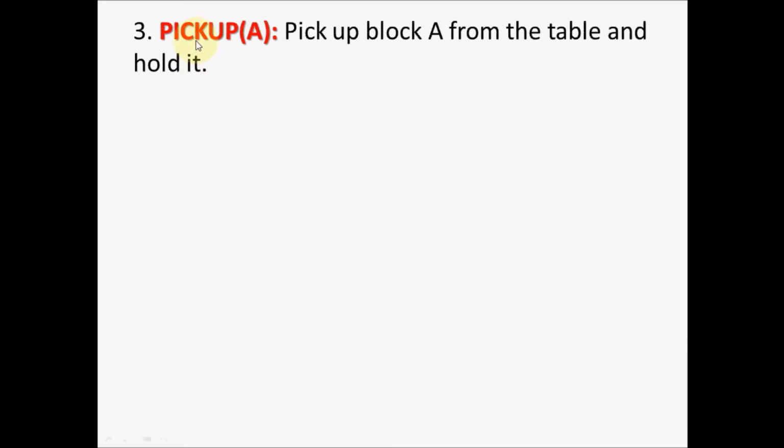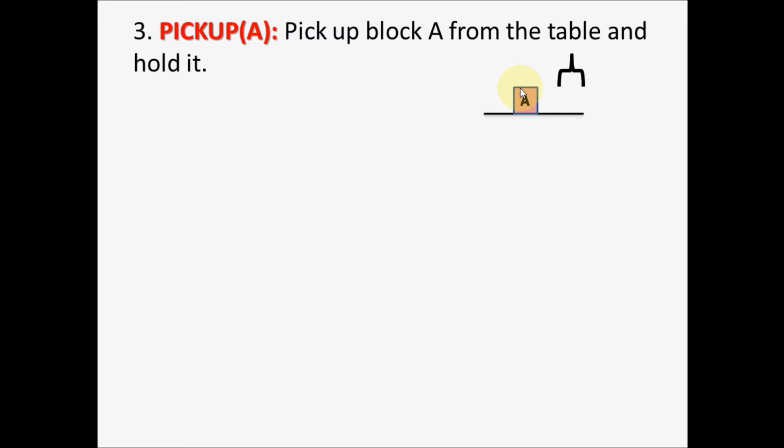So these are the post conditions of the stack action. The third action the robotic arm can take is pick up A. Pick up means picking up block A from the table and holding it. As you can see in this figure, the pickup action is the one wherein the robotic arm, which is empty right now, will be picking up block A and holding it. Now there is a slight difference between unstack and pickup action. Both actions remove a block and the hand holds it.